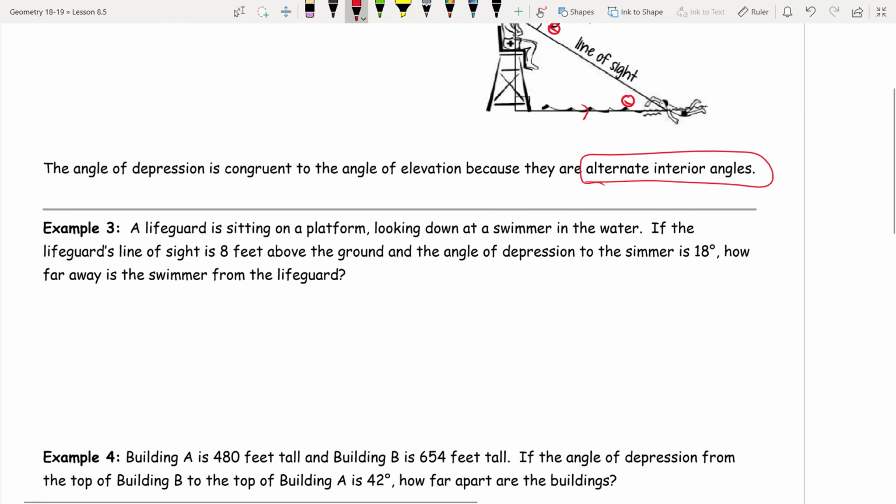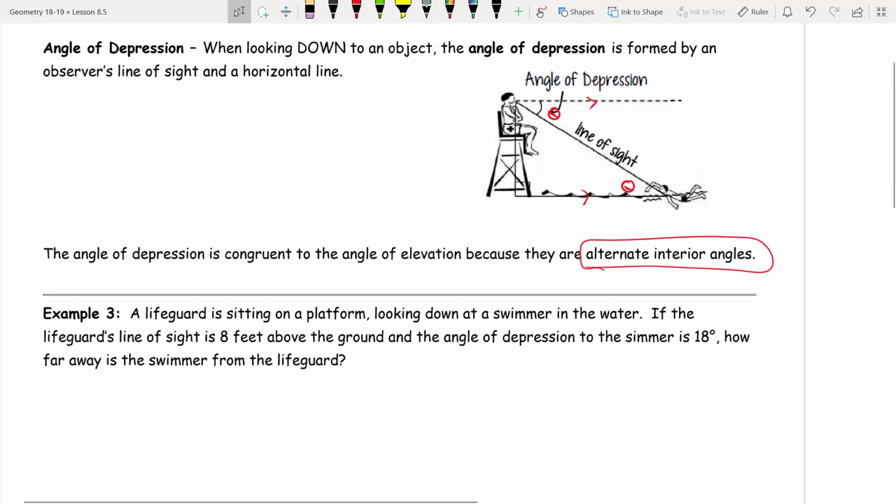So using that example, it says a lifeguard is sitting on a platform and looking down at a swimmer in the water. It says if the lifeguard's line of sight, we'll use the picture up here, is 8 feet above the ground, and the angle of depression to the swimmer is 18 degrees, how far away is the swimmer from the lifeguard? So I'm going to say this is x right there.